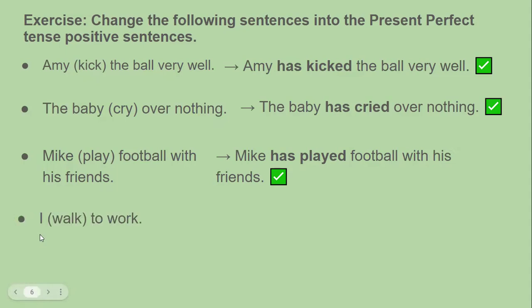Number four, I walk to work. Subject I, and therefore we have to use have, as we learned in the previous slide about the rules. For the subject I, you, they, and we, use have. Walk is a regular verb, and therefore the past participle is walked. It's the same as the second form. The correct sentence becomes: I have walked to work.